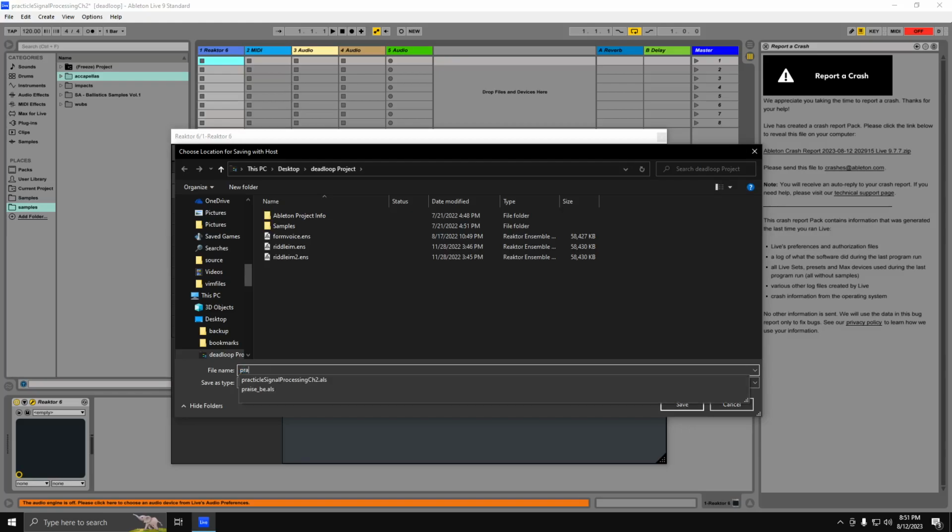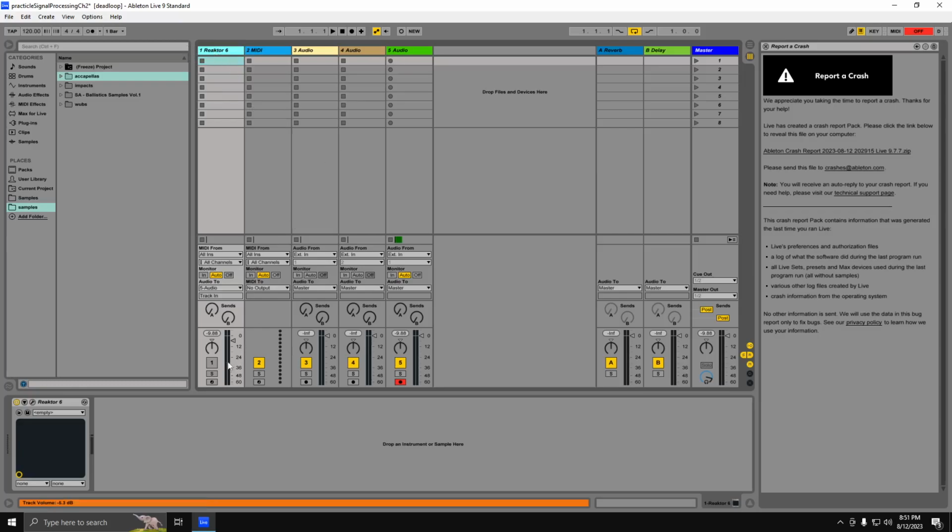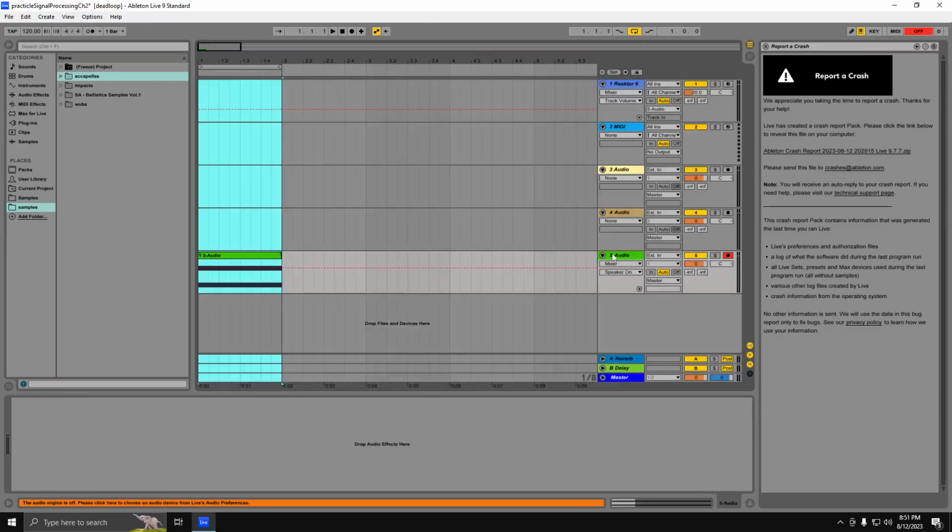I'm just going to save this. So I just made a sine wave, did a logarithm to change frequency to pitch, 400 hertz, and set the amplitude. Then I routed this sound from Reactor into an audio channel, and just recorded it by pressing record here, for 1 bar.